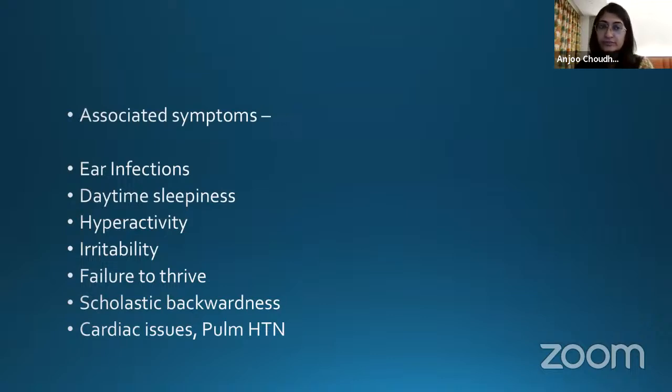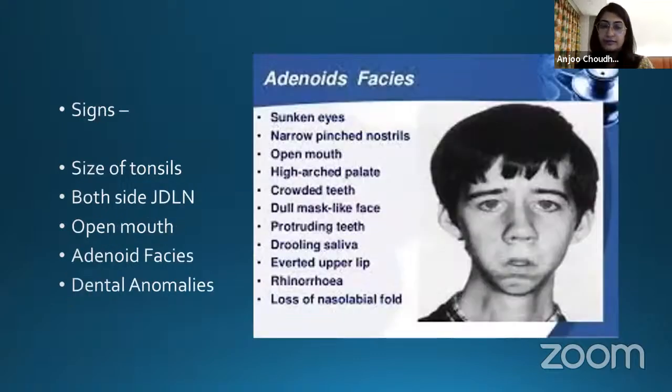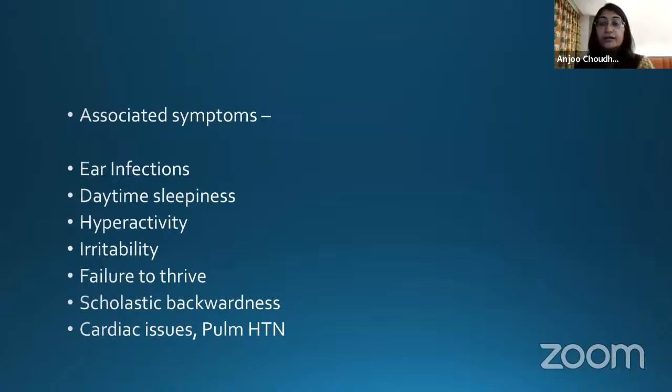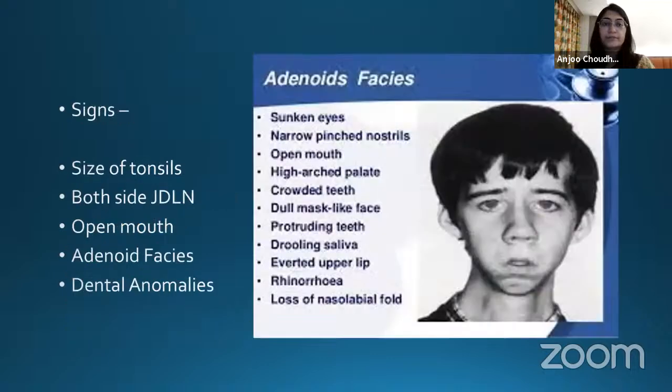This will eventually lead to hyperactivity of the child. He'll remain irritable in the daytime because he has not slept well. He'll have some failure to thrive. Teachers may start complaining of scholastic backwardness. So these are questions which the parents will not come forward with unless we specifically ask them. In very severe cases, they may present with cardiac issues and pulmonary hypertension as well.